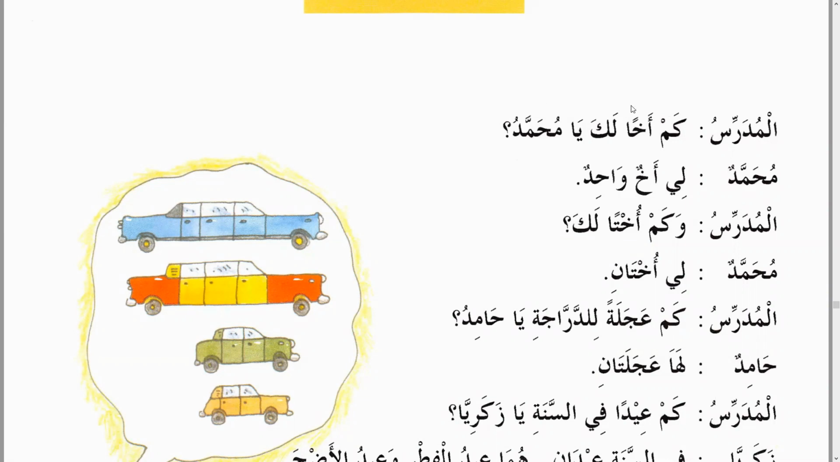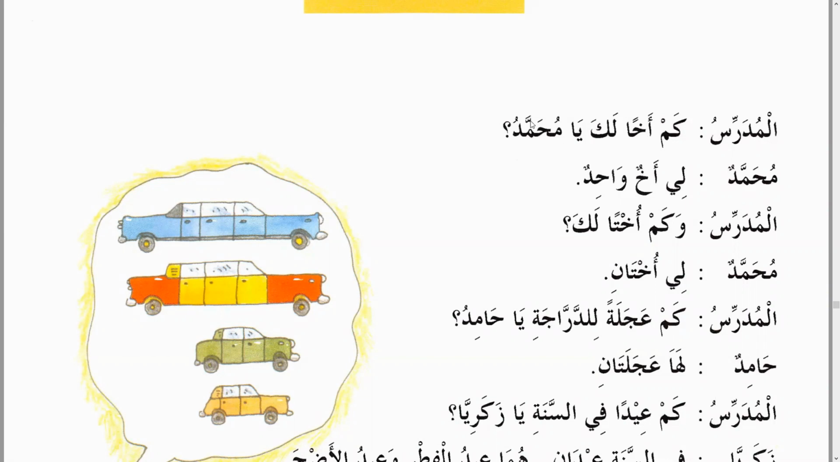The teacher, Al-Mudarris, asks: Kam akhan laka ya Muhammadu? How many brothers do you have? And we learned that after the word kam, it should be singular and mansub. Kam akhan, how many brothers? And we use laka because we learned previously that for relationships, brothers, sisters, we cannot say inda. We have to use the li preposition of belonging. Kam akhan laka, how many brothers do you have?